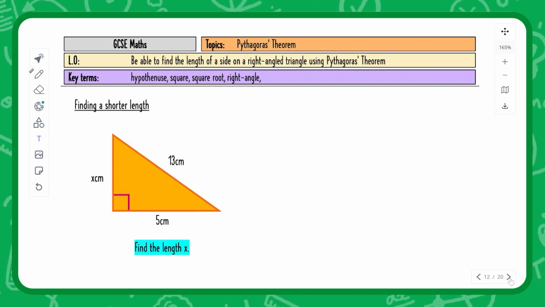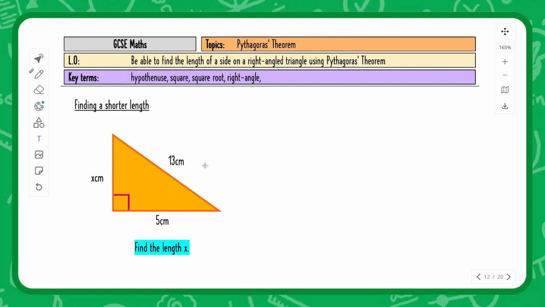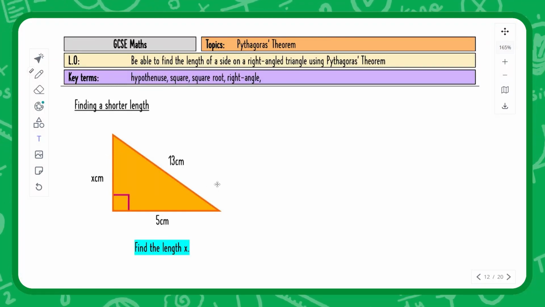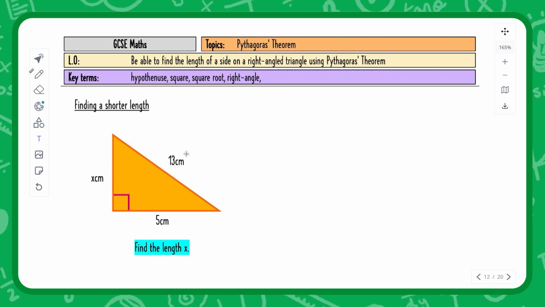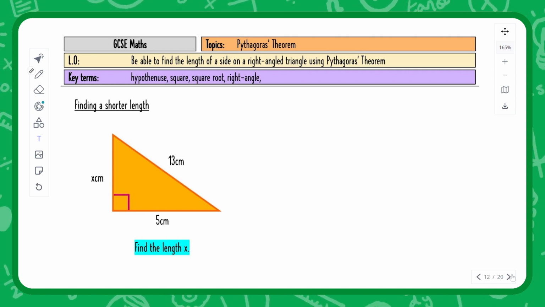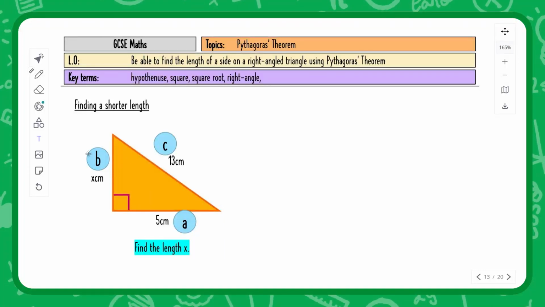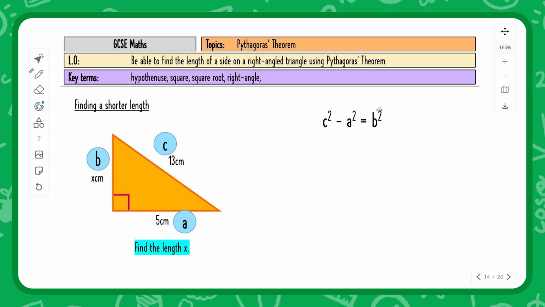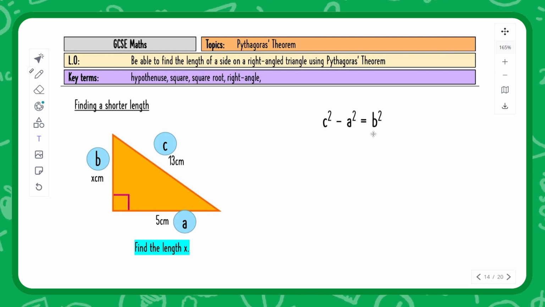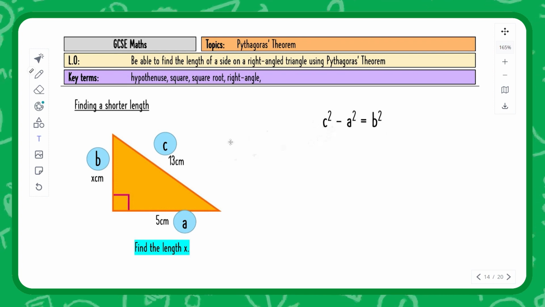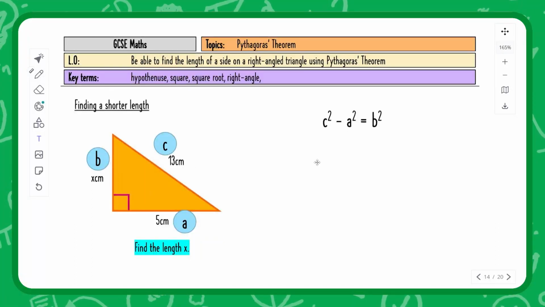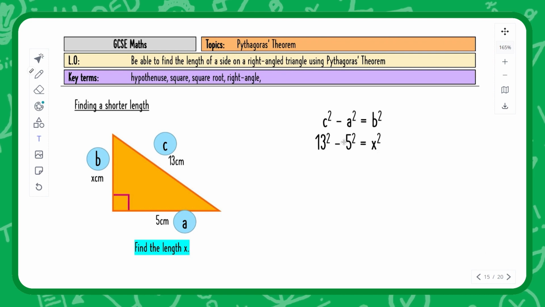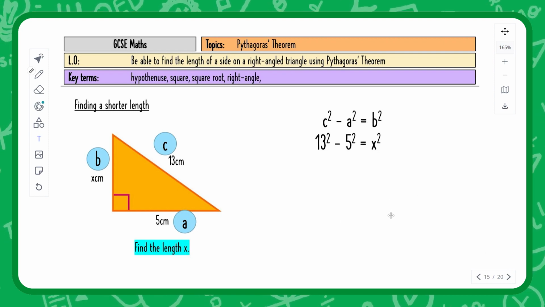So let's have a look at another example, and we'll be finding the shorter length this time. Label your three sides. Again, always label your hypotenuse first as c, and then the other two as a or b. As you can see, I'm looking for b, so I'm going to use the formula that asks me to find b squared. Just like in the previous example, I'm going to substitute in my values. So c was 13, a was 5, and b was x.